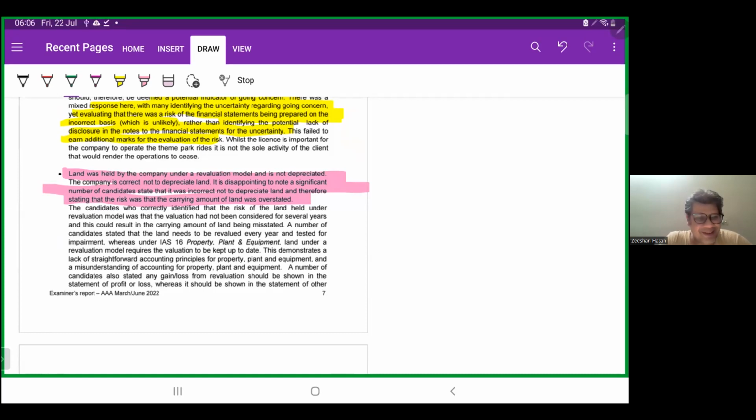And therefore stating the risk was that the carrying amount of the land was overstated. Well, these sorts of blunders make me laugh. Sorry if you mind, and if you are among those.